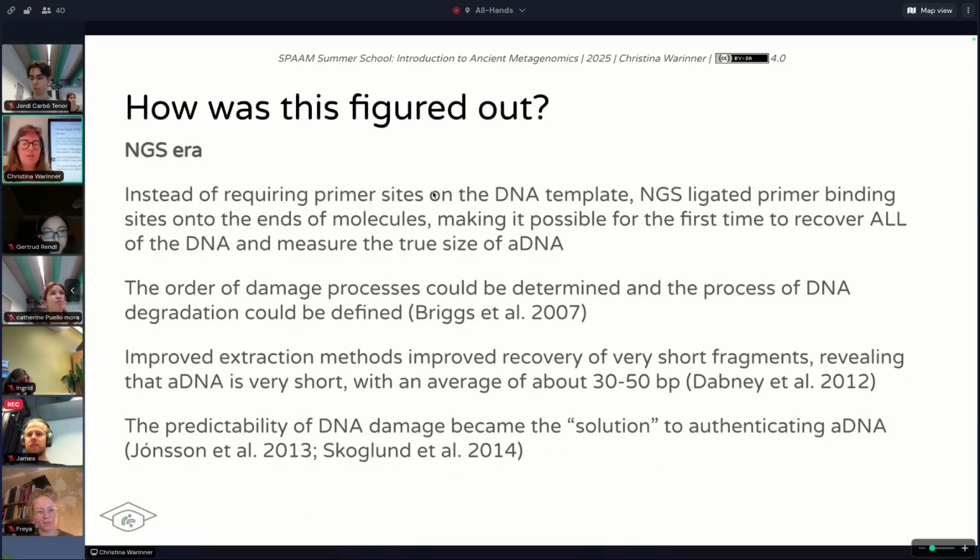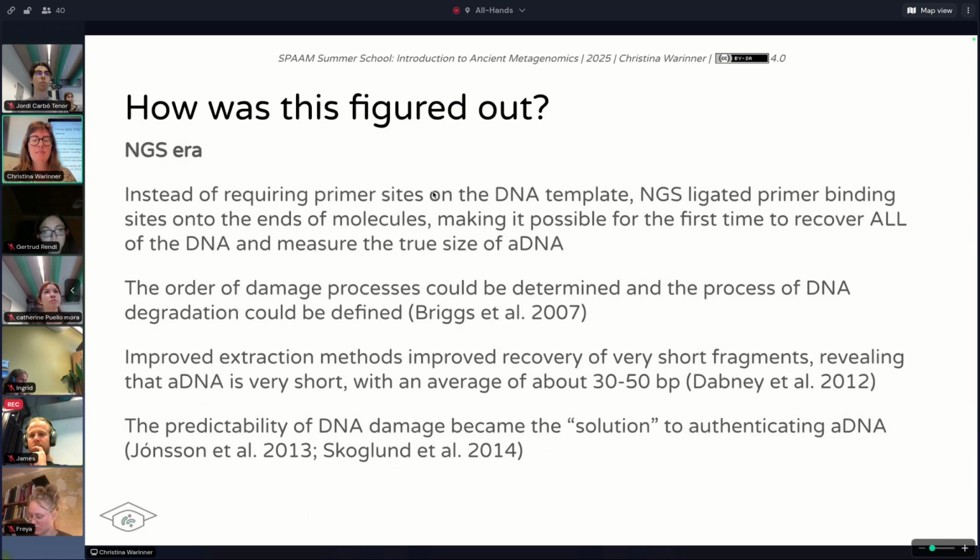At the time, in 2012 or 2013, there was a new DNA extraction method that was developed that allowed us to recover these very short fragments. And this really revealed for the first time just how short ancient DNA really is, and often has an average fragment length of about 30 to 50 bases.